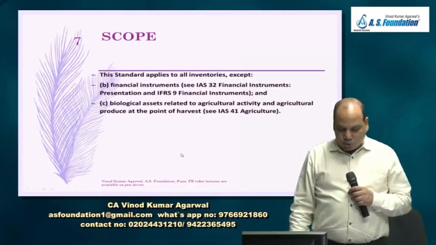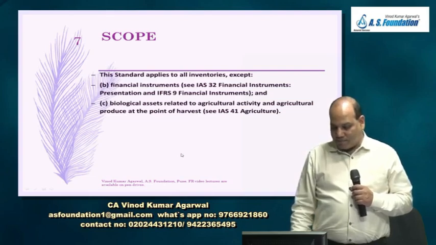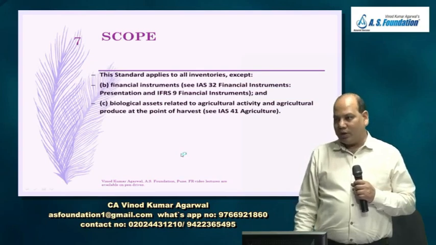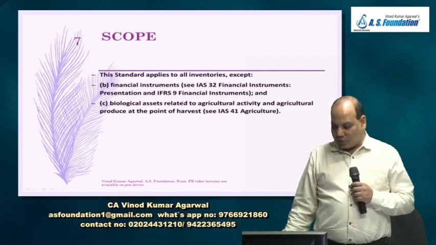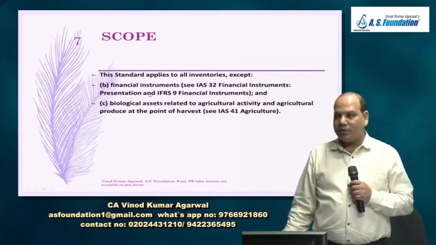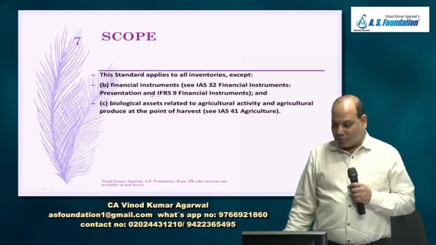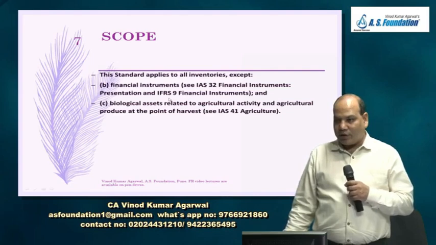Now we'll come to the scope paragraph. This standard is applicable to all inventories, okay, but it is not applicable to the following inventory items like financial instruments. Even if financial instruments are held for trading purposes, we are not going to cover them in this standard. They will be covered by IAS 32 or IFRS 9.